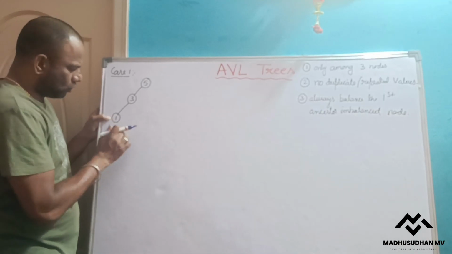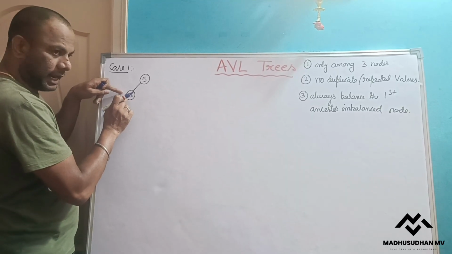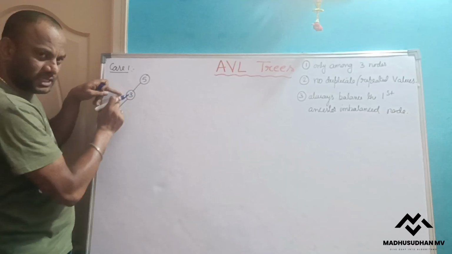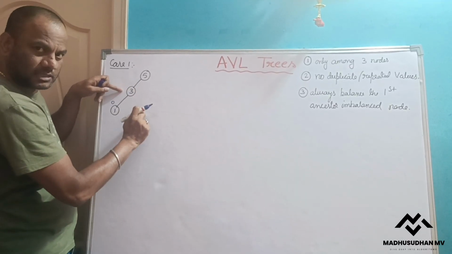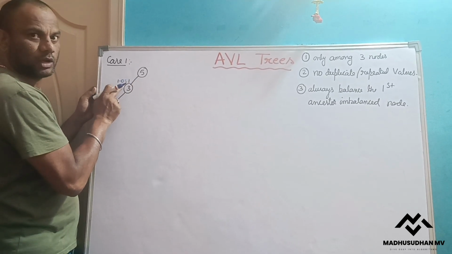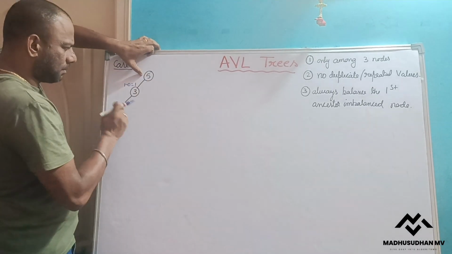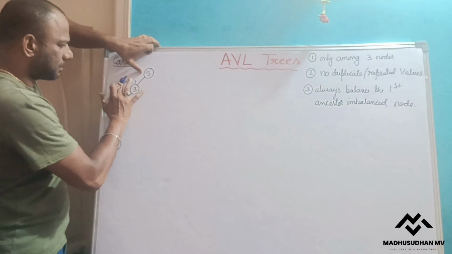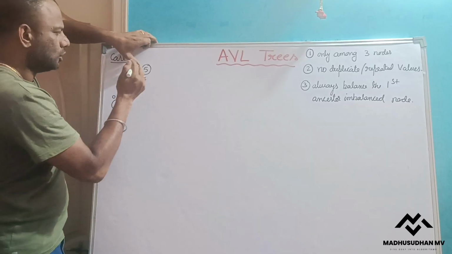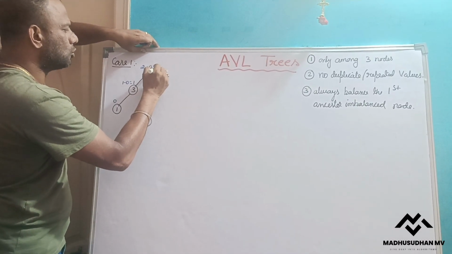There is no node here. So 0 minus 0, 0. For this one, the height of its left subtree is one edge, so 1 minus 0. So 1 minus 0 is 1. This is 1. Balance factor of this node is 1. Now for this one, you count here. This is the left subtree of this one. 2 edges. So 2 minus 0, here there is none, is equal to 2.